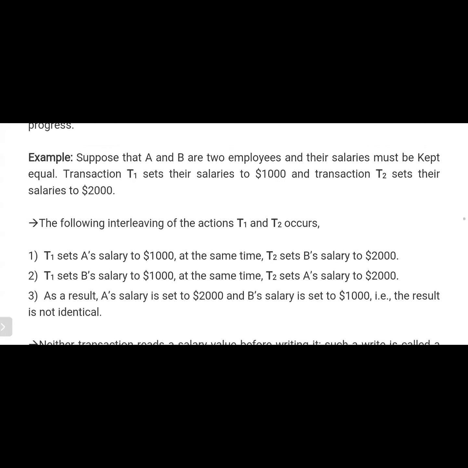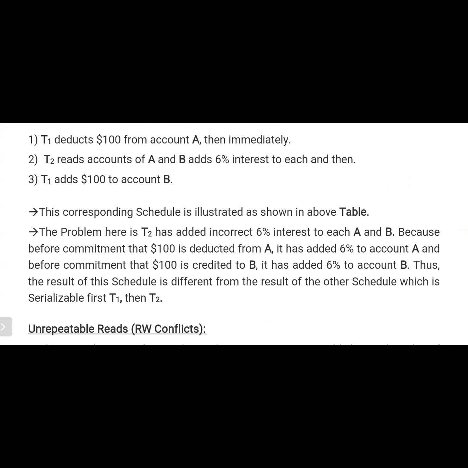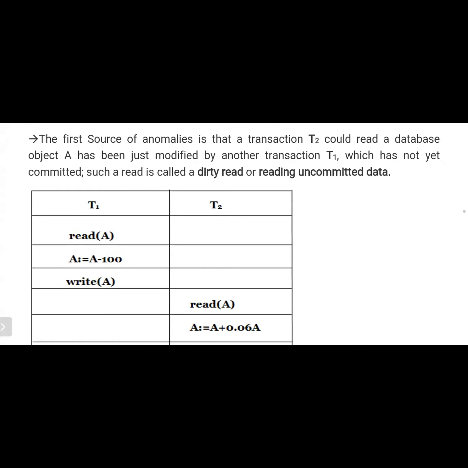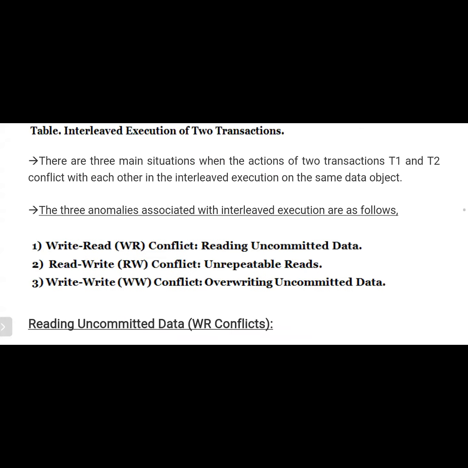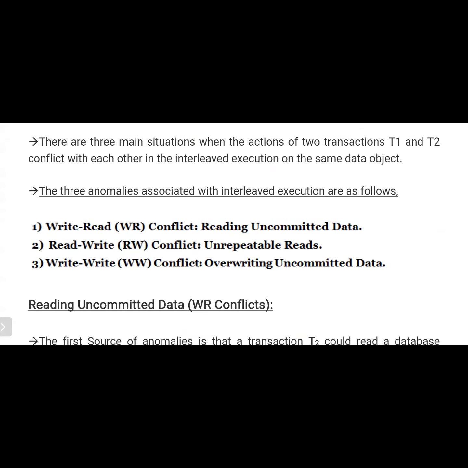Up to now we have discussed three types of conflicts. I will just try to repeat. Please remember the examples also. From the exam point of view, this is a very important question: which types of anomalies occur due to interleaved execution? If you observe, there are three types of conflicts: write-read conflict, read-write conflict, and write-write conflict.